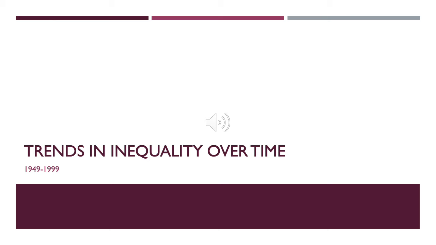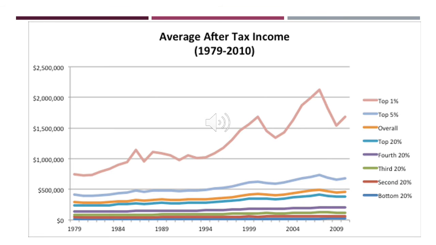So the next chart we look at is actually going to look at 1979 through 2009. And the chart after that is going to look at 1979 through 2015. This graph tells the story of how after-tax incomes have changed for U.S. Americans from 1979 to 2010. So first I want to orient you to the chart.